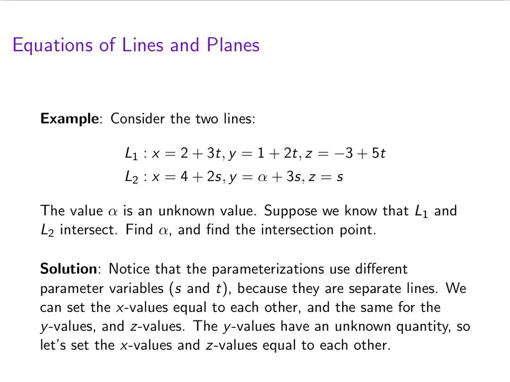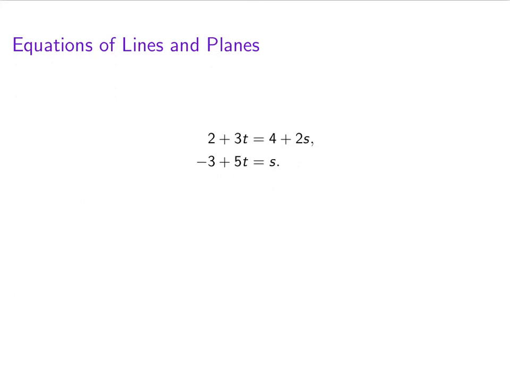Now the y values have an unknown quantity, this alpha. So let's ignore that for now. Let's just set the x values and z values equal to each other. So here's the system of equations that we get by setting the x values equal to each other and the z values equal to each other.